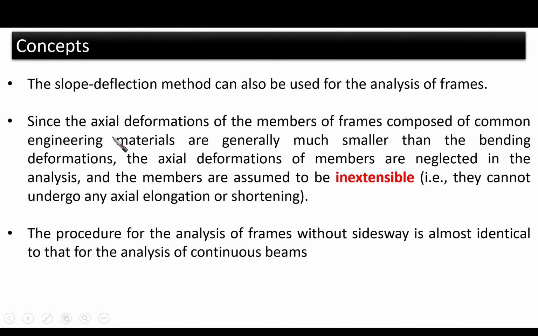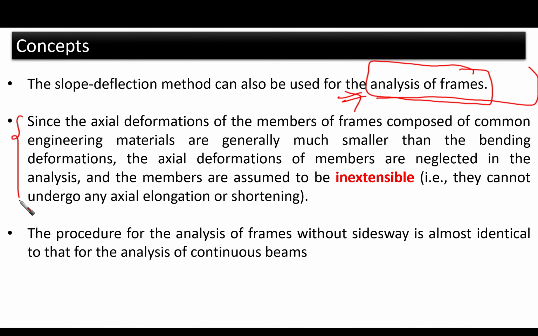Okay, now let's recall what we said in the previous video. We mentioned that the Slope-Deflection Method can also be used for the analysis of frames, because we said it is only convenient for continuous beams, but it can be used for analysis of frames. And I mentioned something important, which is the concept of the inextensible element, which means that the axial deformations of members are neglected in the analysis, and the members are assumed to be inextensible. They cannot undergo any axial elongation or shortening.